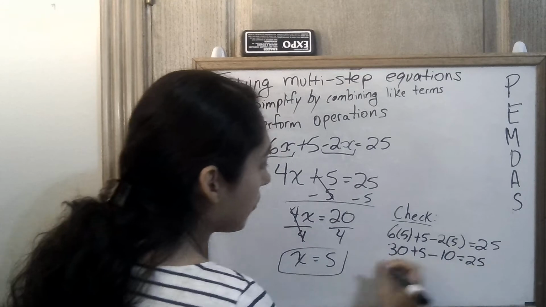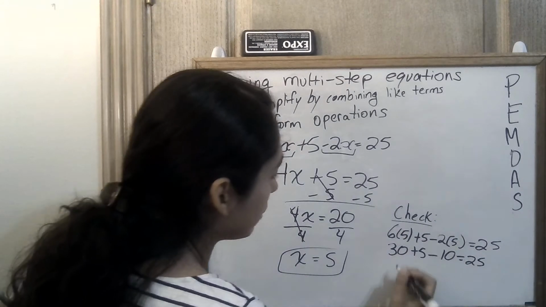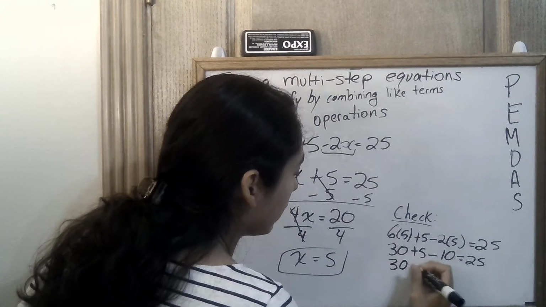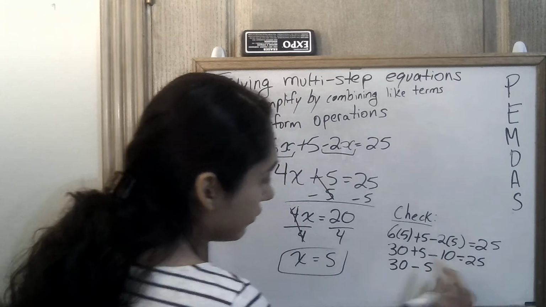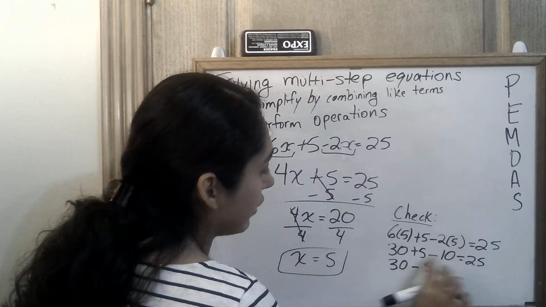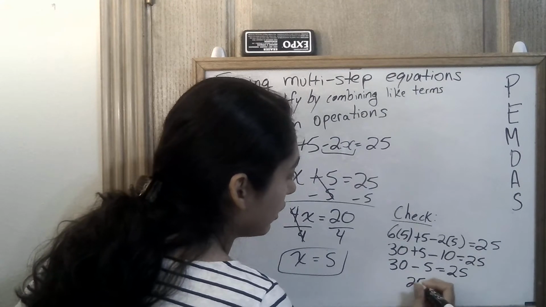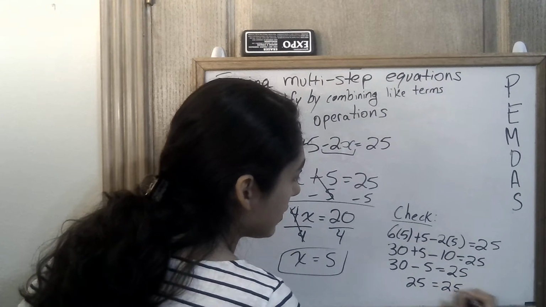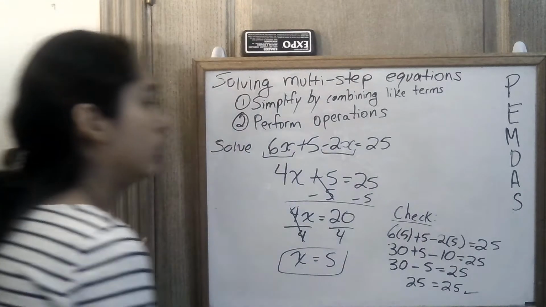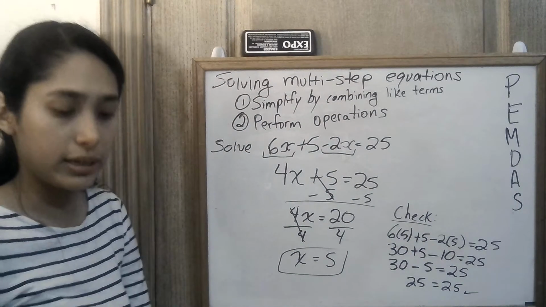Okay. I could just simplify it by doing 30 minus 5, right? Combine the 5 minus 10. 25. 30 minus 5 is 25. Check. So yes, my answer is correct.